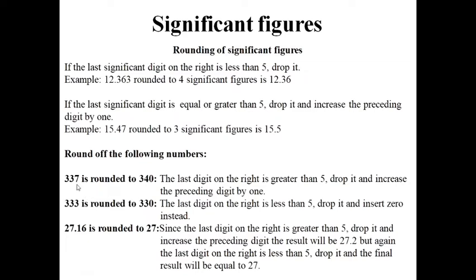In this case, 337: 7 is more than 5, so you round up to 340. Similar for 330, round up is 330, and similar for that, because 6 is more than 5, you will increase the preceding digit. Then 27.2: 2 is again less than 5, so you drop it, and you will get the answer 27.